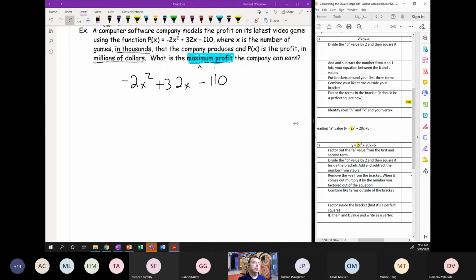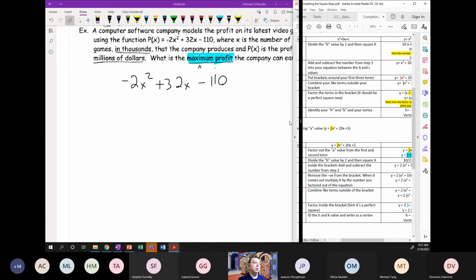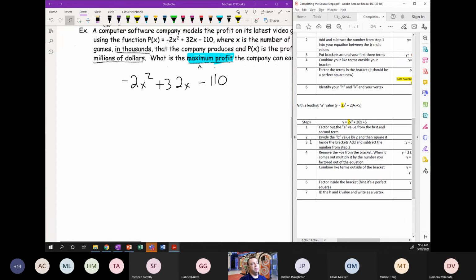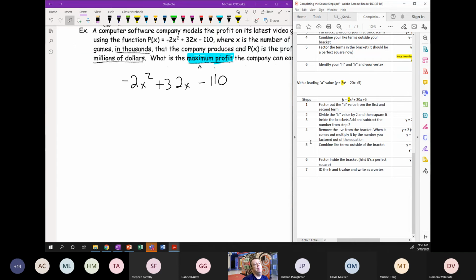All right. So it says the very first thing we do, factor out the a value from the first two terms. Okay. So as we go back here, let's do step one. I'm going to factor out the a value from the first two terms only. So these are x squared minus 16x, minus 110.